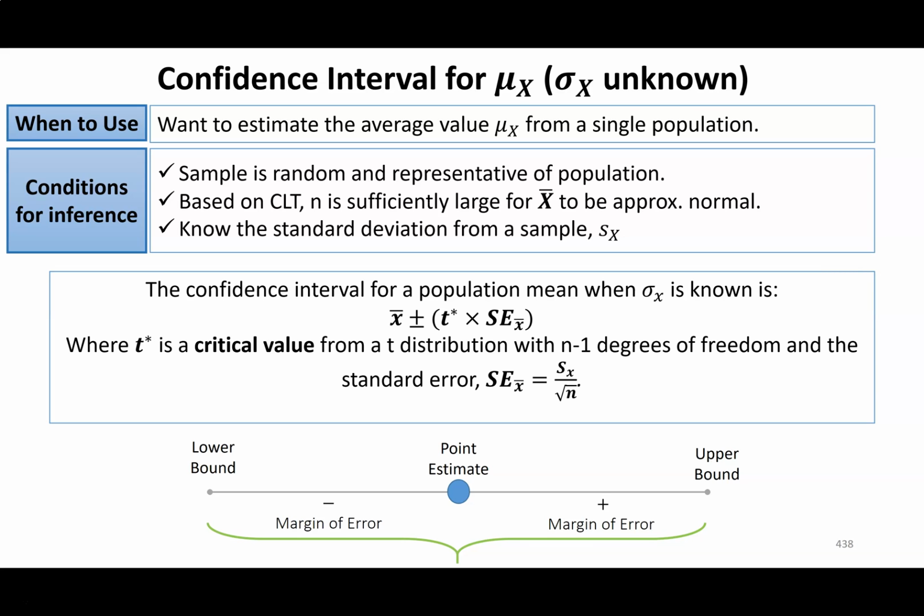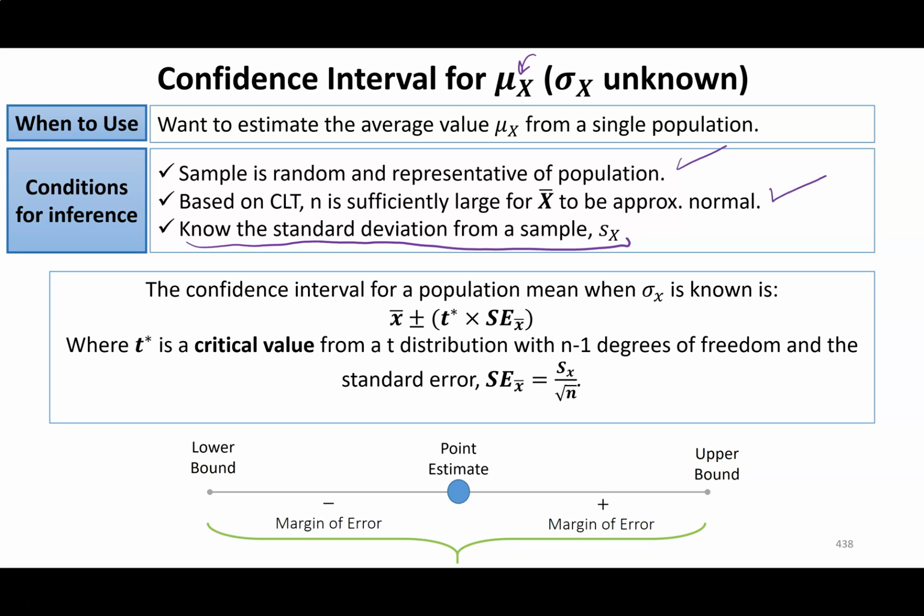So when we want to use a t confidence interval for mu of x, we're going to make sure that we meet these three conditions. They're very similar to the last 2 weeks. You want a random representative sample. You want to know that your sample size is big enough that the central limit theorem will kick in. And then here, you don't know sigma of x, but you can use the standard deviation from the sample to approximate it.